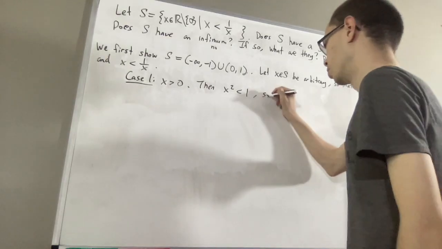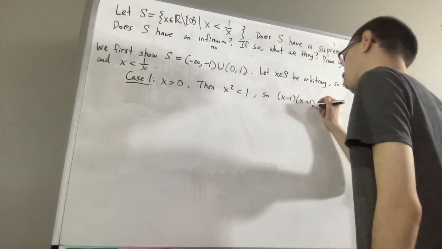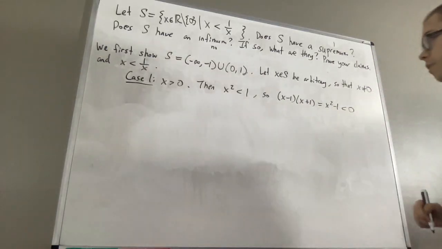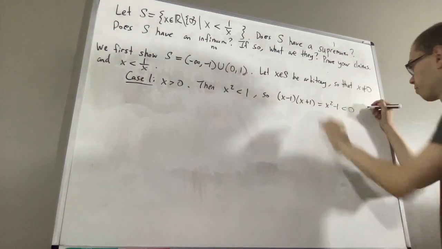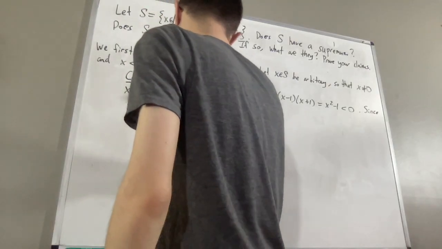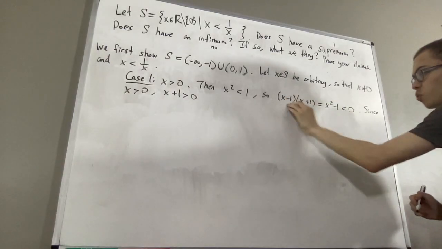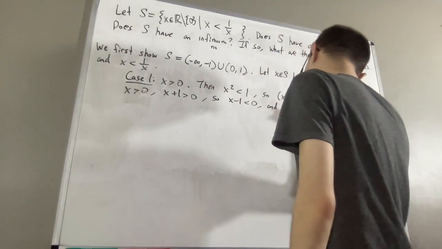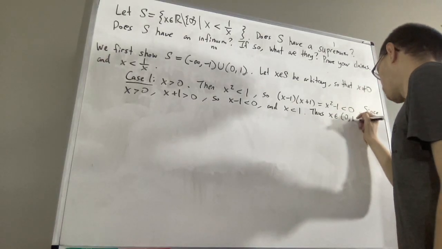Alternatively, you could subtract the 1 over to the other side. You get X minus 1 times X plus 1. That's equal to X squared minus 1, so that's less than 0. Since X is greater than 0, X plus 1 is greater than 0. So what does that allow us to do? Well, we could divide X plus 1 on both sides. We get X minus 1 is less than 0, and so X is less than 1. Thus, X lies in (0, 1).